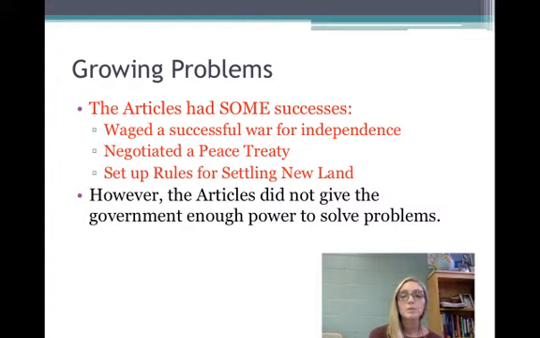There were some problems. Some of the successes, though, were that it waged a successful war for independence, or the Revolutionary War, and negotiated a peace treaty, known as the Treaty of Paris, and also set up rules for settling new lands. The land ordinances of 1785 and 1787 were considered relatively successful. However, the Articles did not give the government enough power to solve problems. So, although they had a legislature, they didn't have an executive power that is supposed to enforce these laws.